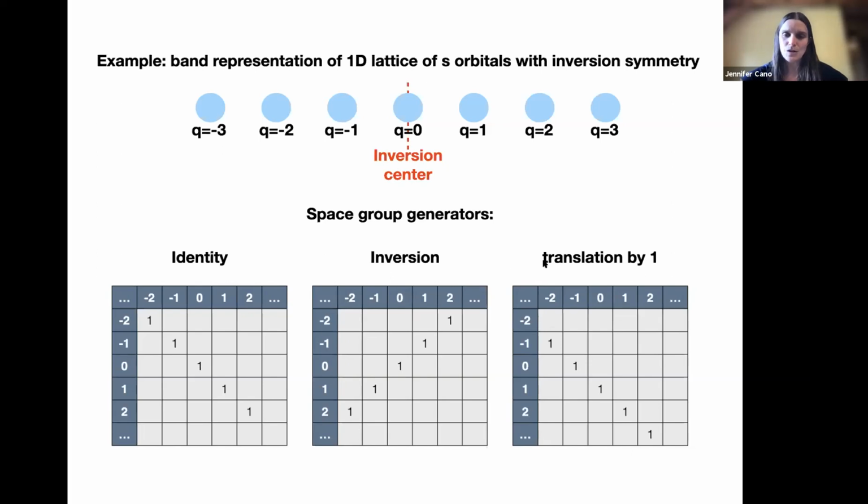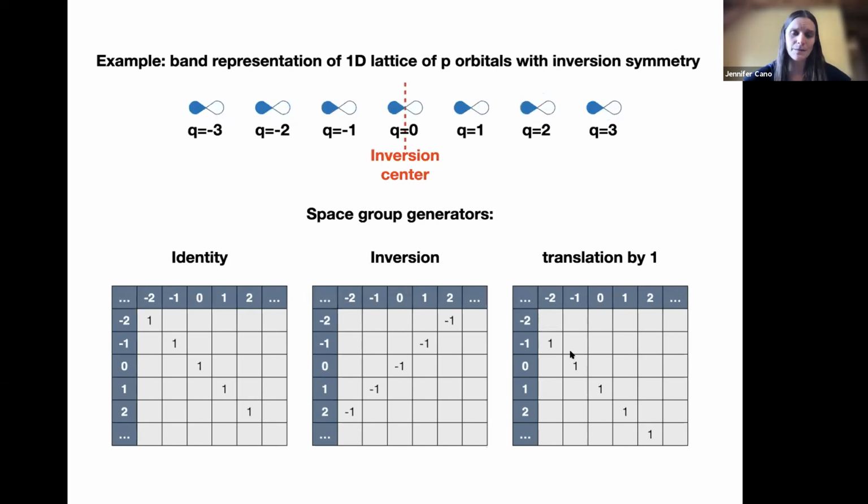And then similarly, we could translate by 1. That would take the site at -2 to -1, -1 to 0, etc. So that would be the lower block below the main diagonal. These are the matrices that I'm talking about. And then we can Fourier transform them to get the irreps in momentum space.